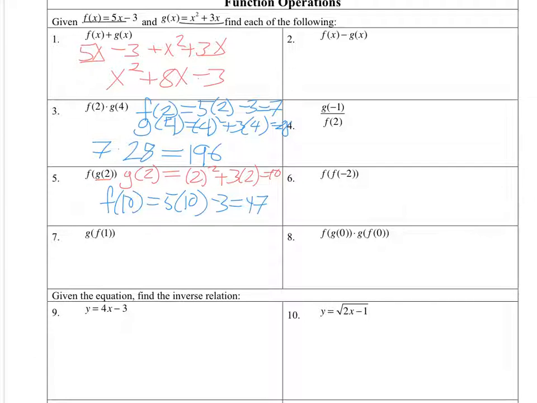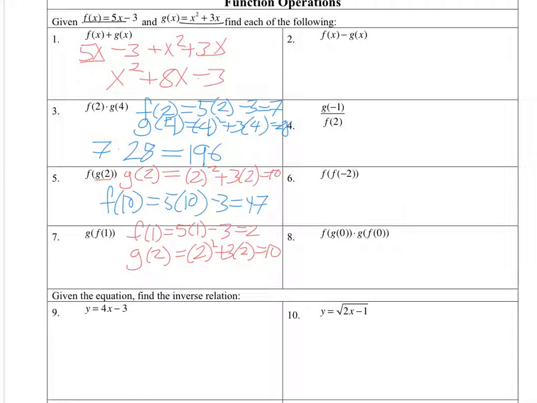All right. G of f of 1. I'm going to find f of 1. And that's going to be 5 times 1 minus 3, which is 2. And then g of 2 is going to be 2 squared plus 3 times 2, which is 10.